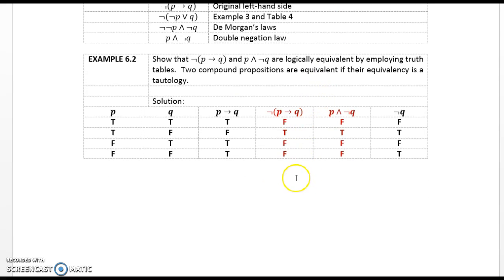Show that the complement of the quantity P implies Q and P and not Q are logically equivalent by employing truth tables. Two compound propositions are equivalent if their equivalency is a tautology. And we can see from the table below that we do get equality in every row.